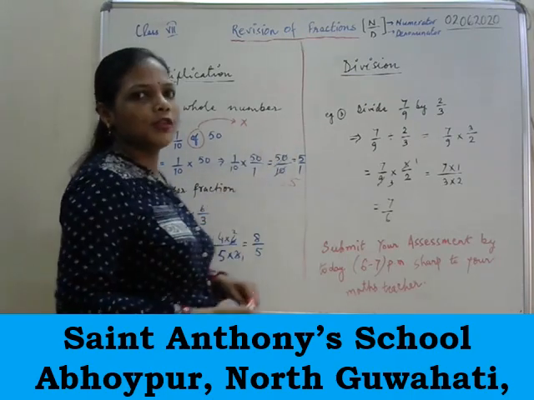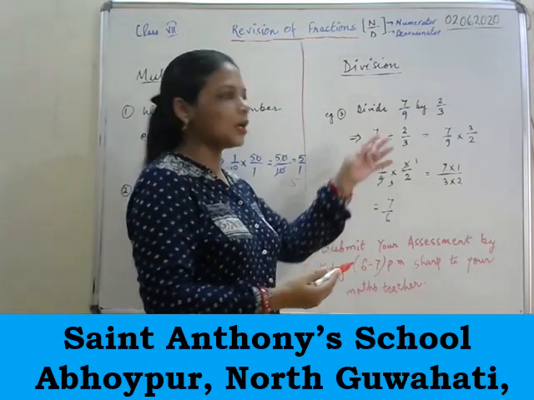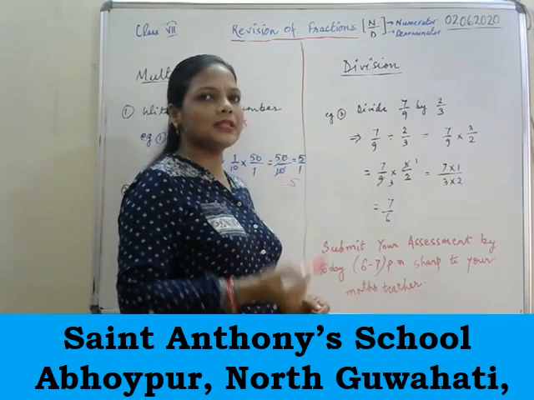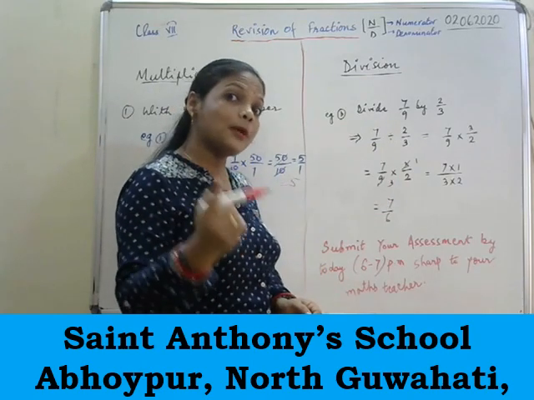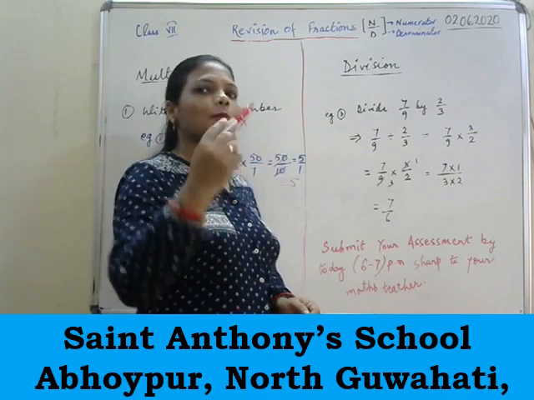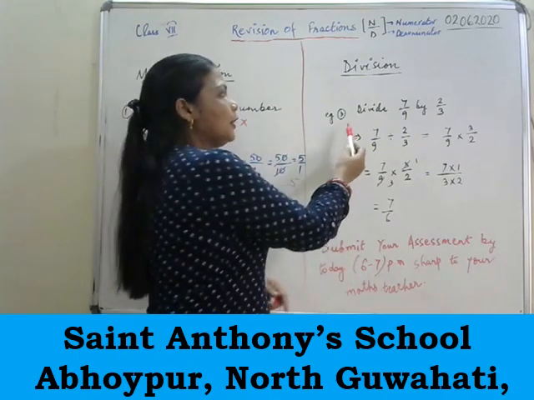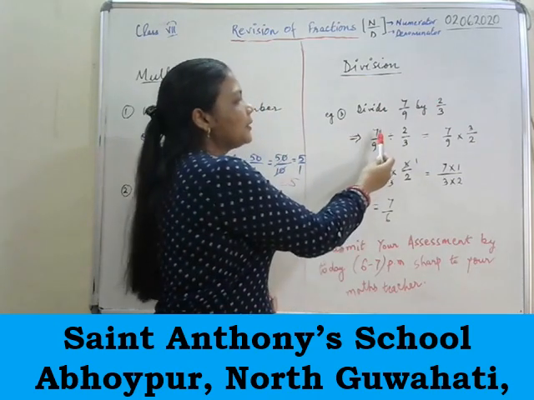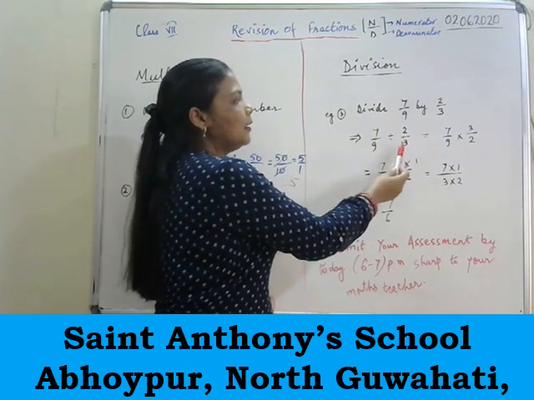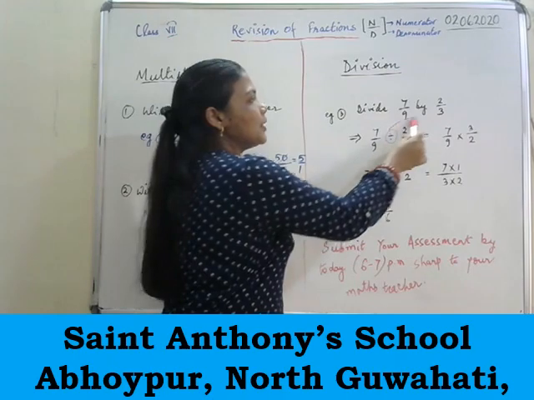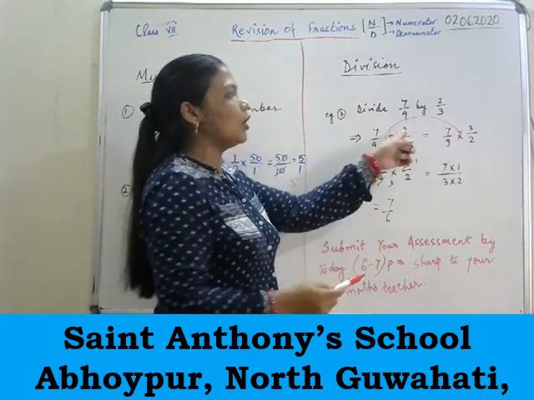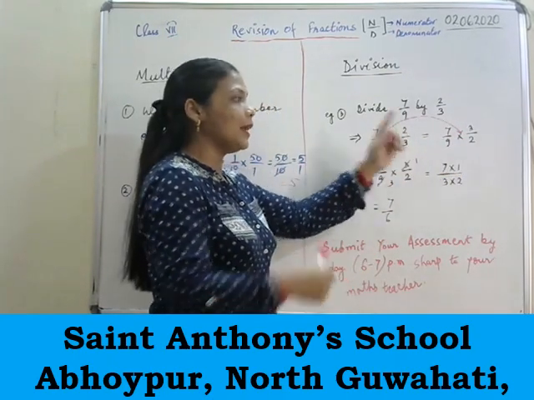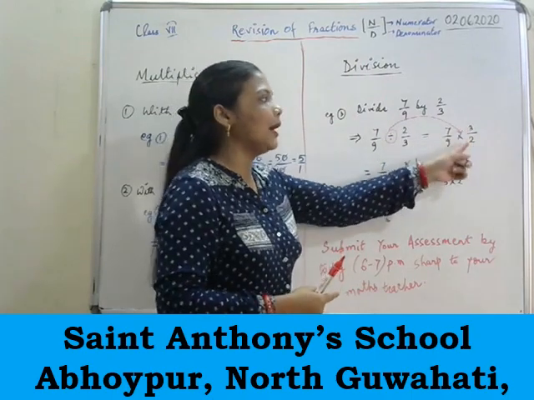Let us see now division. Division is again a continuation of multiplication. Only one step is different. Here you have to reciprocate the number. Remember, reciprocal means inverting. So, if the question is divide 7 by 9 by 2 by 3, it can be written as 7 by 9 divided by 2 by 3. Now, your division sign is changing to a multiplication sign. What will happen? 2 by 3 will be inverted to 3 by 2.